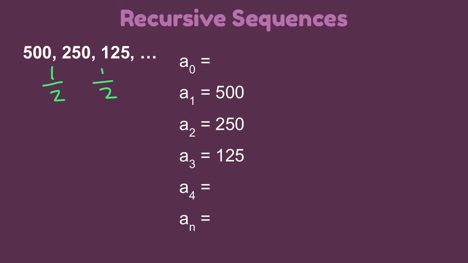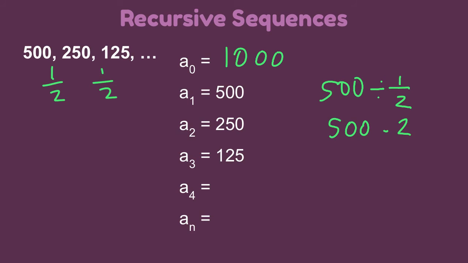If I wanted to work backwards in order to figure out a sub 0, I would work backwards by dividing by 1/2, or I know sometimes people like to think of that as multiplying by 2. So my a sub 0 would be 1,000. Then if I wanted to figure out a sub 4, I'm going to take my a sub 3 and do half of that. So 125 times half is going to be 62.5.